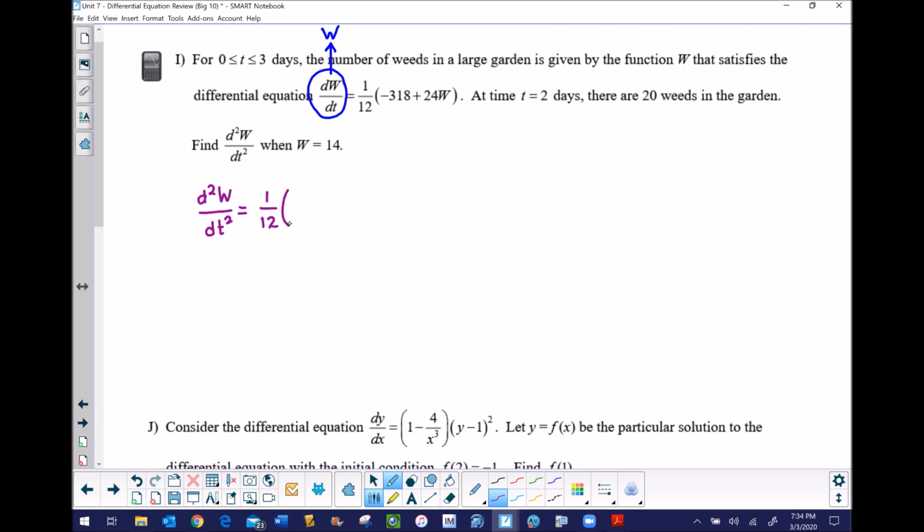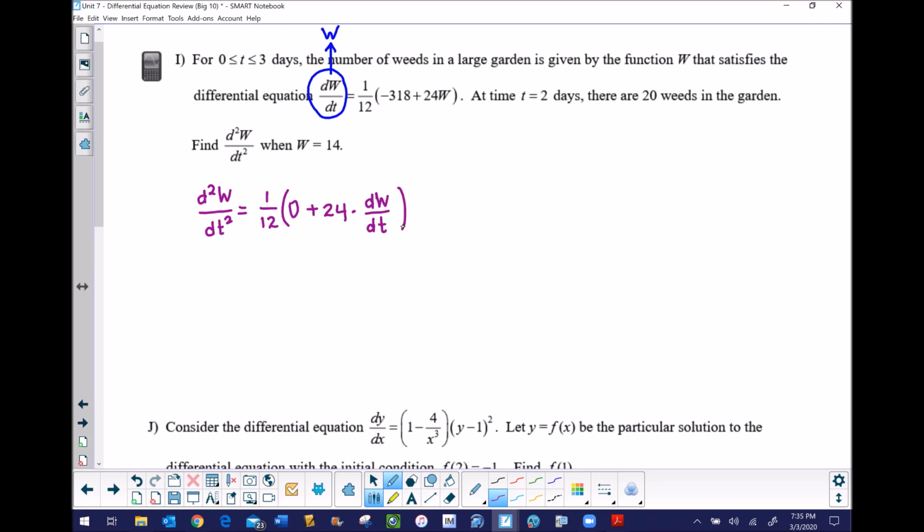All right. Now we take the derivative of negative 318, which is 0, right? You want to plop that 0 in. That's fine. Now the derivative of 24w. Well, normally the derivative of a constant times a variable is just the constant. But keep in mind, this variable is not the same as this t, right? So we're taking the derivative of w with respect to t. That means you have to put a dw dt right here.